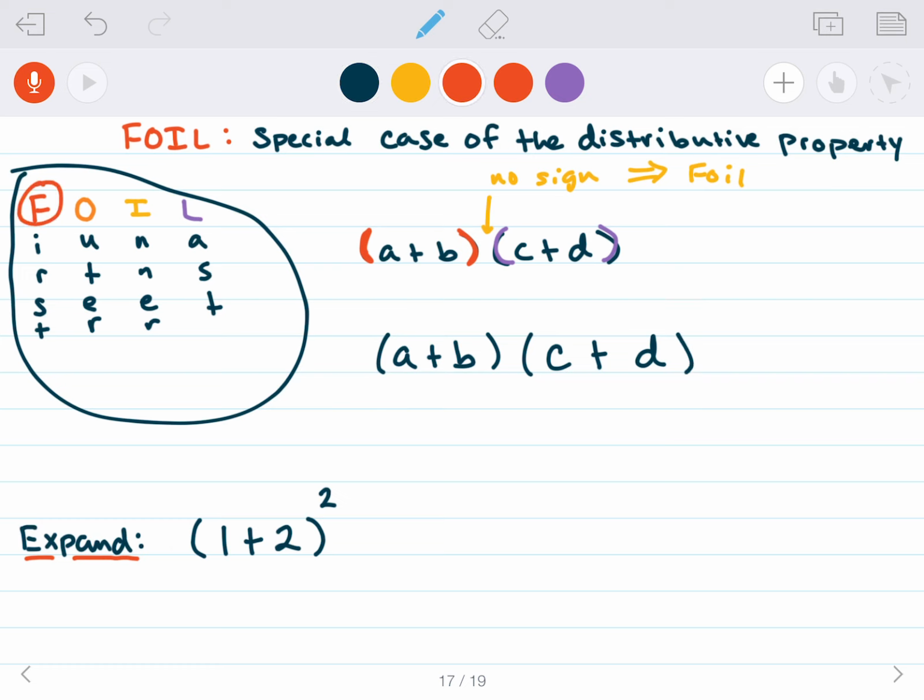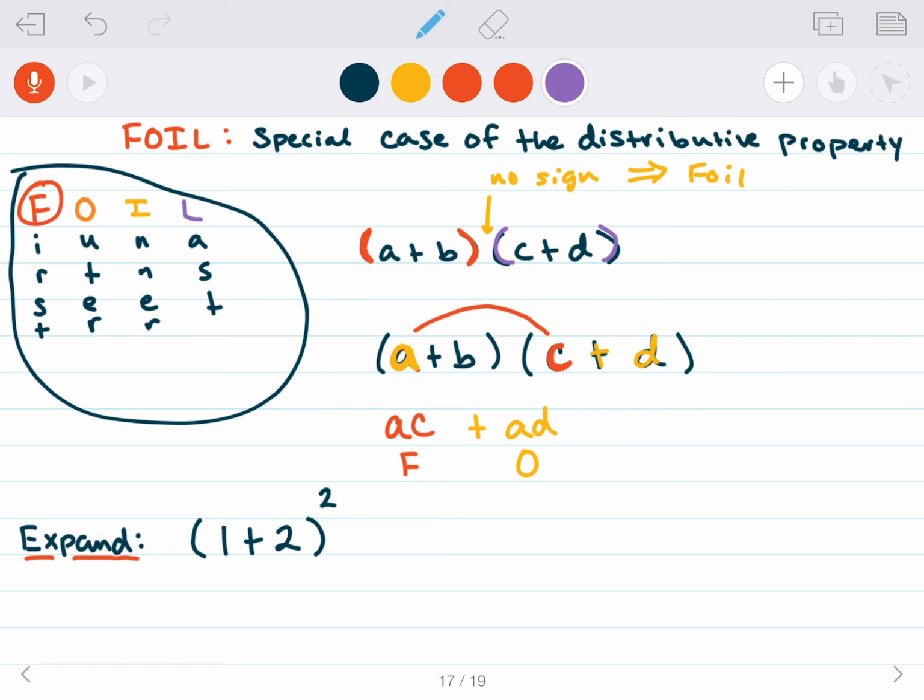So let's do first, okay? So FOIL says do first, and that means the first term in your parentheses. So first you're doing A times C. So A times C is our first. Okay. Outer is your outer term, so like on the outside of the parentheses. We have A is this one on the outside, and positive D is this one on the outside. So you're going to do positive A times D. So that's your outer terms. It's O.